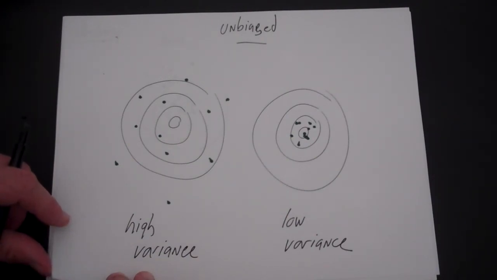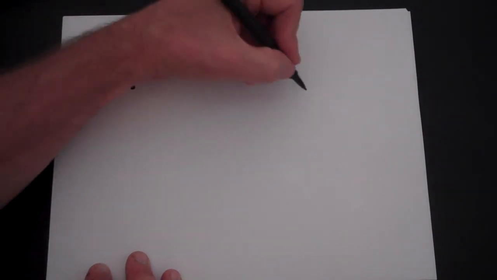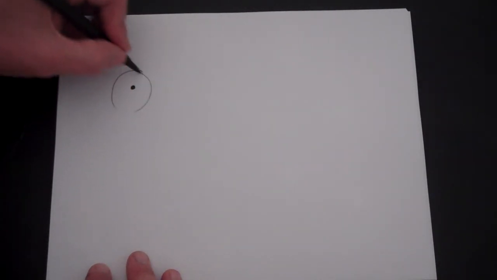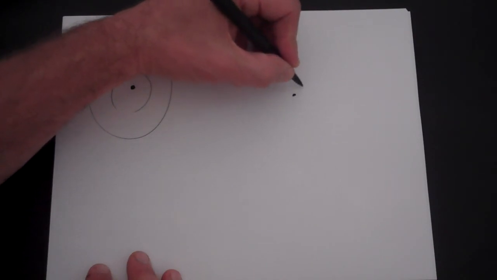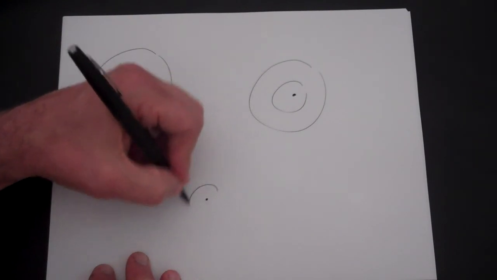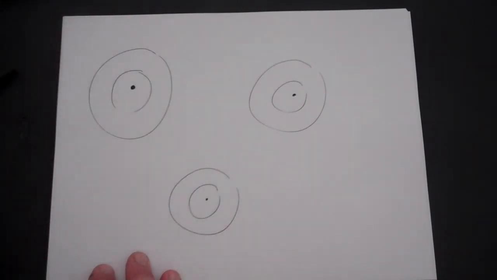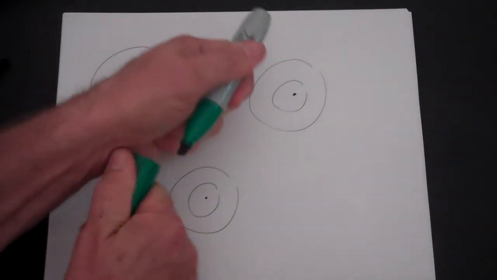And one way to make sure we can think through that is to think about both of these together. Here's the bullseye. And here's another bullseye. Here's another bullseye. Right? So let's do one that is biased but low variance.